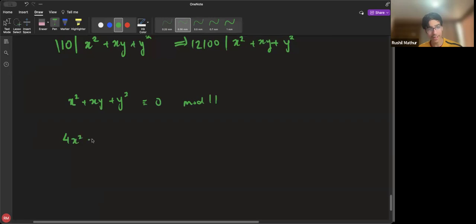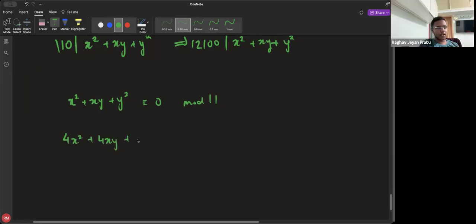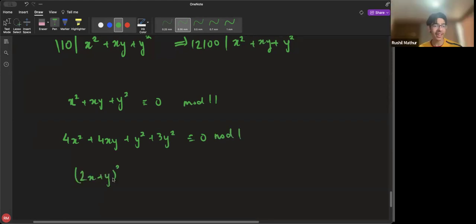And then you just get (2x plus y) whole squared is congruent to minus 3y squared. So this is kind of a trick here, which is, I think someone gave a very nice idea earlier of x squared plus 2xy plus y squared minus xy. The issue is that you get left with that xy term, and we don't really know how to deal with an xy term. Instead, if we are left with a term like 3y squared, that's perfectly okay with us because that's also a square. So you can write this as minus 3y squared mod 11.